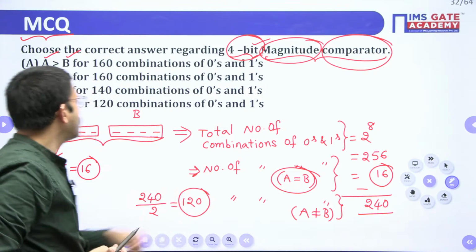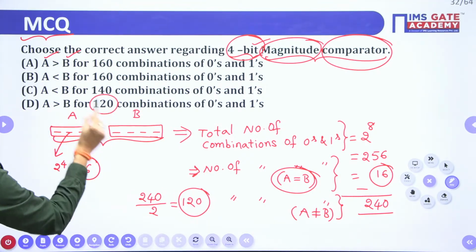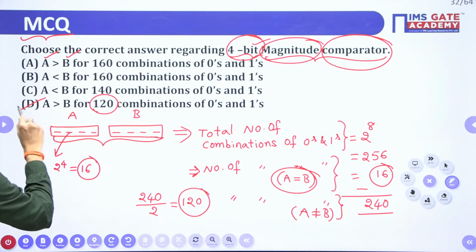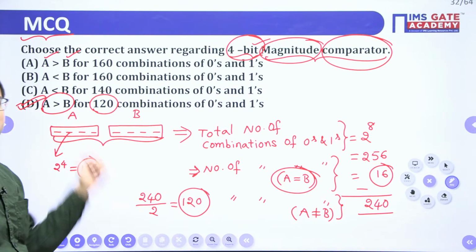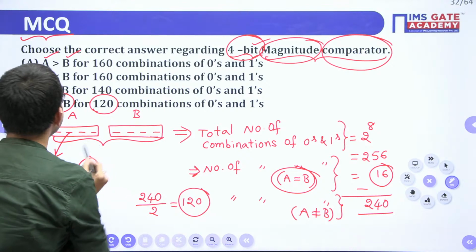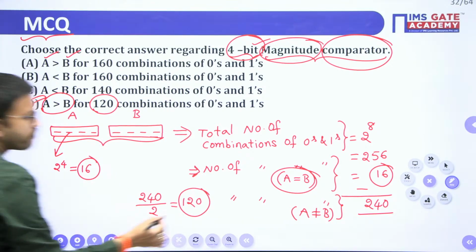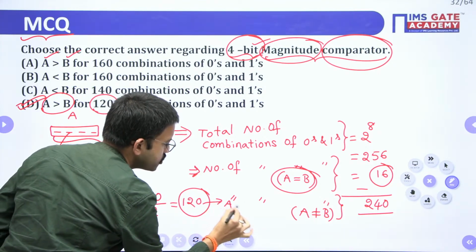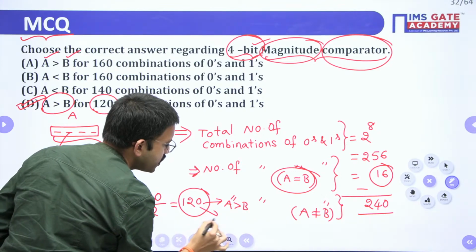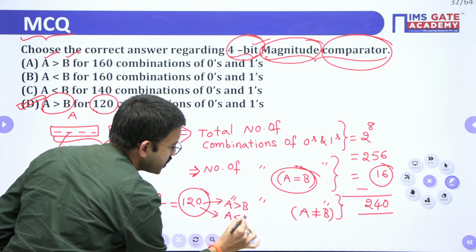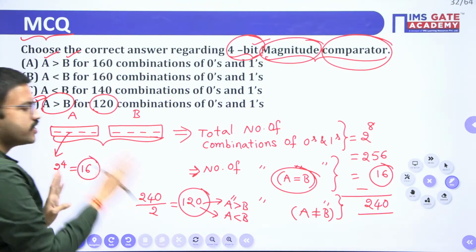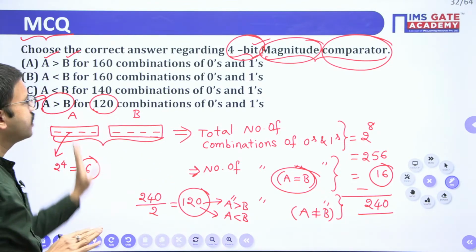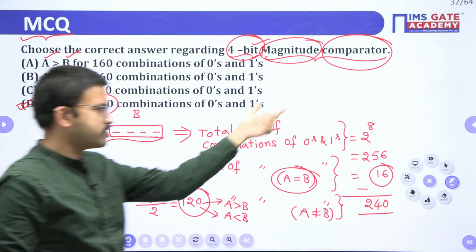So 120 combinations of zeros and ones correspond to A greater than B. Similarly, the other 120 combinations will be for A less than B. Okay, 120 combinations you have for A greater than B, the other 120 combinations you have for A less than B. Here the question is regarding A greater than B only. Even for A less than B, the answer is the same.